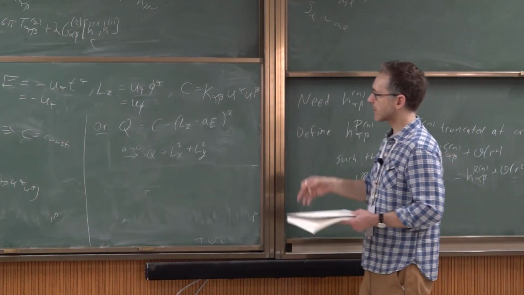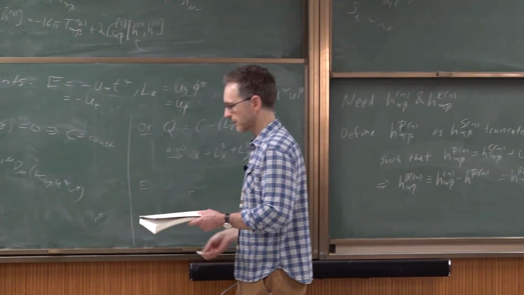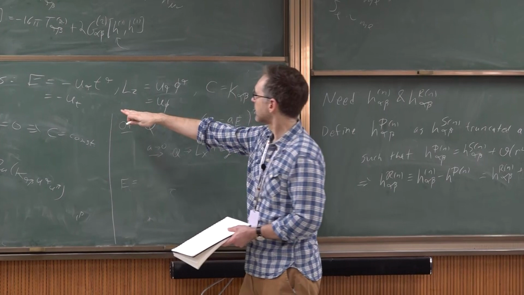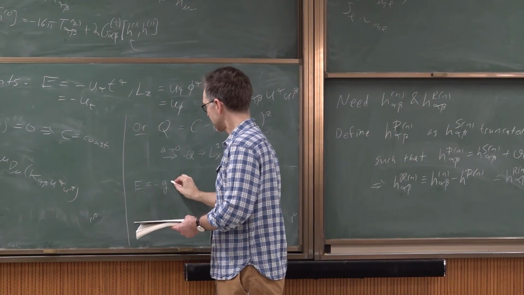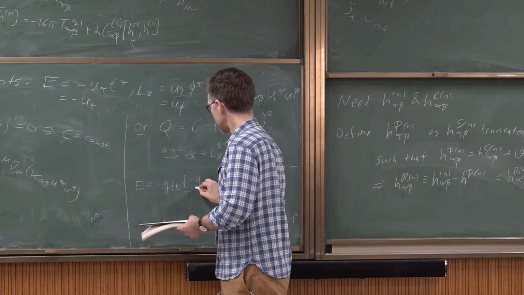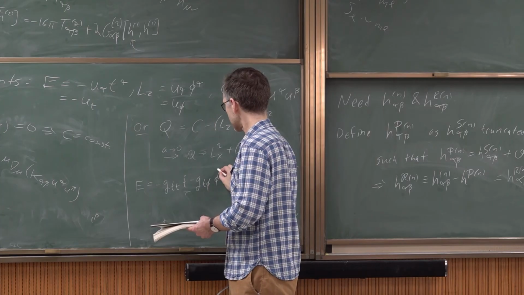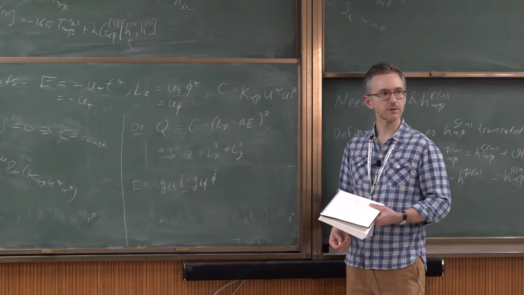Okay, now we're going to use these constants to get expressions for the velocity. So let's just expand that out. We've got E is minus g_tt t dot minus g_tφ φ dot, where here a dot indicates d/dτ. It's a proper time derivative.